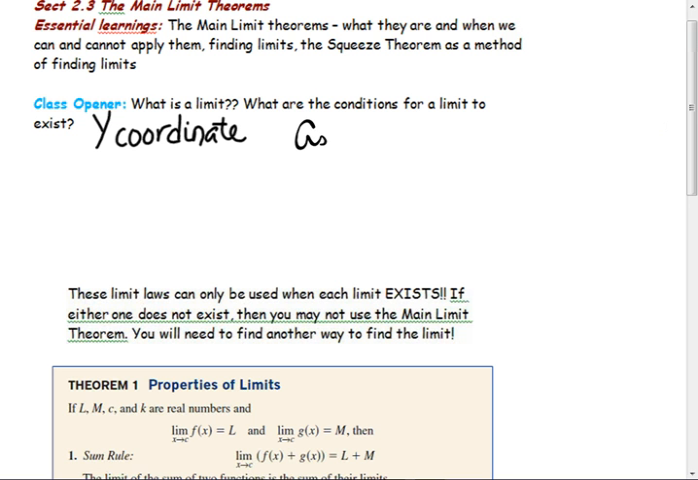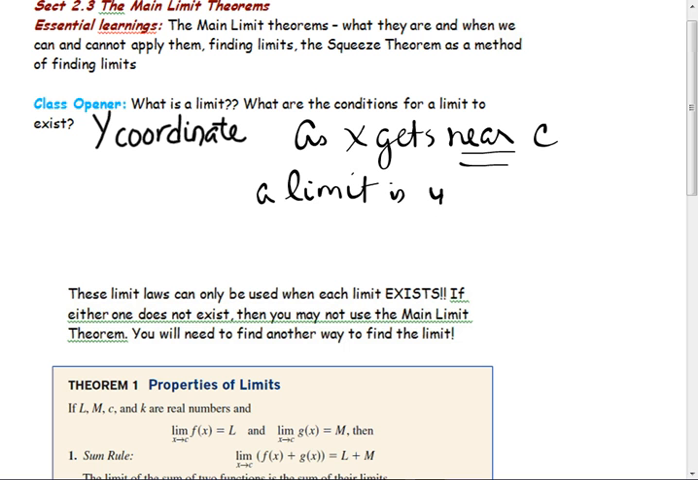As x gets near some value, now we don't care what happens at C. Then what is the y coordinate getting near? Okay, well, guys, pay attention. I'm not going to talk for a long time. A limit is the y value, what it's getting close to, getting near. And I know that some of you get bothered, especially when you are looking at a function like this.